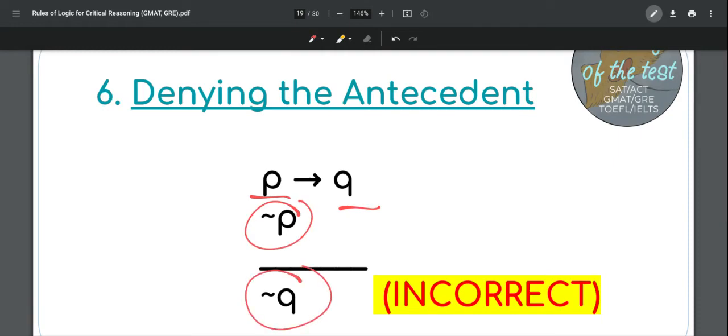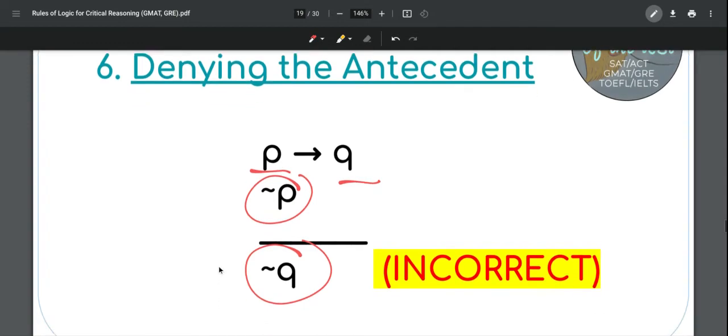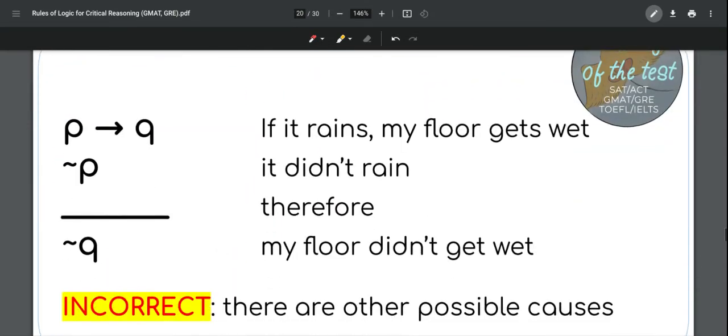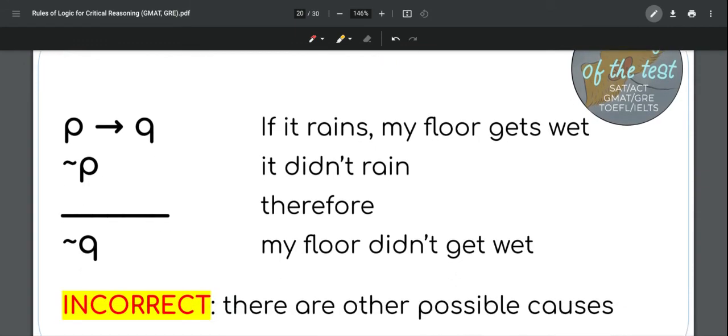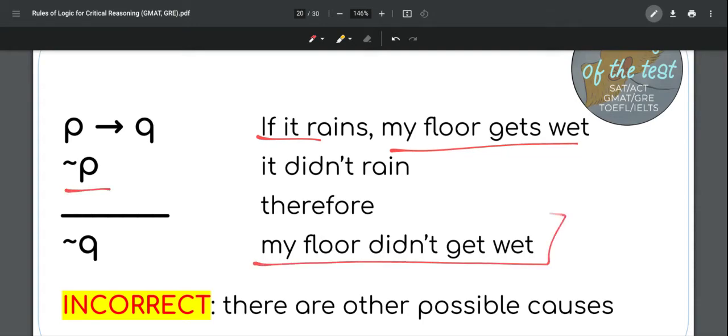This is actually incorrect. Why? Because maybe there are other causes for Q, which you have to take into account, right? So this looks like this. If it rains, my floor gets wet. And you say, it didn't rain, so therefore my floor didn't get wet, which is not correct. It may be true in real life that the only way for your specific floor to get wet is that it rains, but it's not logically true.